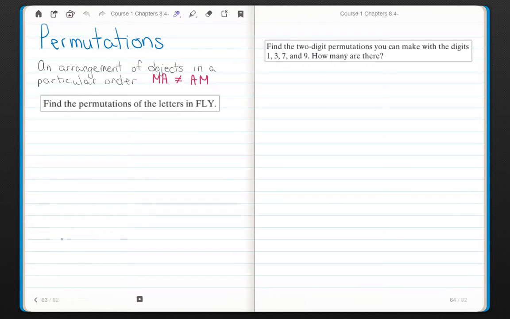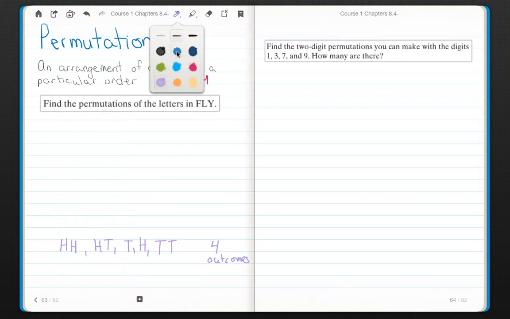So for example, if you flipped two coins, you could have heads and then heads, or heads and then tails, or tails and then heads, or tails and then tails. Okay, this was my sample space. There were 4 outcomes possible when flipping 2 coins.